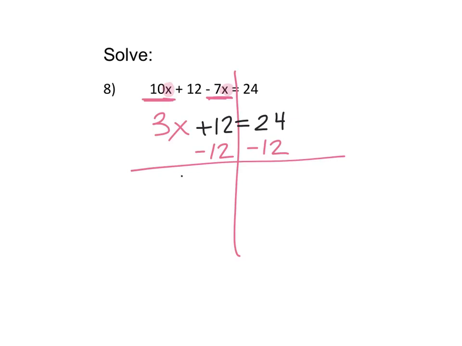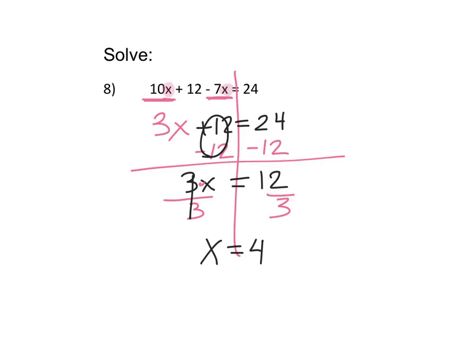That's going to leave us with 3x over on the left because my 12s cancel out to a 0, is equal to 12. And then to separate my 3 and x, we have to remember multiplying is being applied, so the inverse is to divide. That makes my 3s reduce out to a 1, leaving us with 1x, or x is equal to 4.